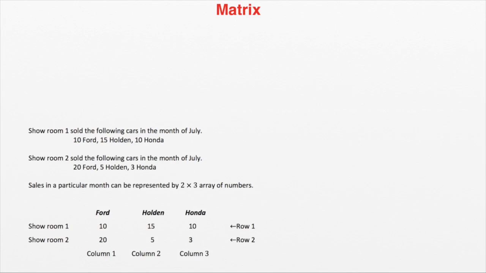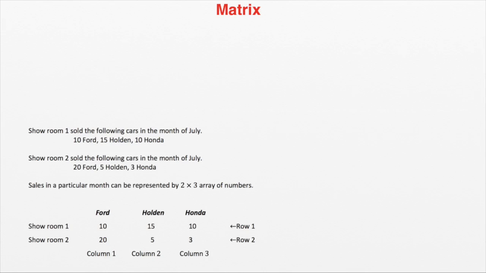So for example, here we have showroom 1 and showroom 2, and each of them have a set of information for Ford, Holden and Honda. Sales in a particular month can be represented by a 2x3 array of numbers. So think of this like a table. So over here we've got rows for each of the showroom, and each of the columns represent a different car.